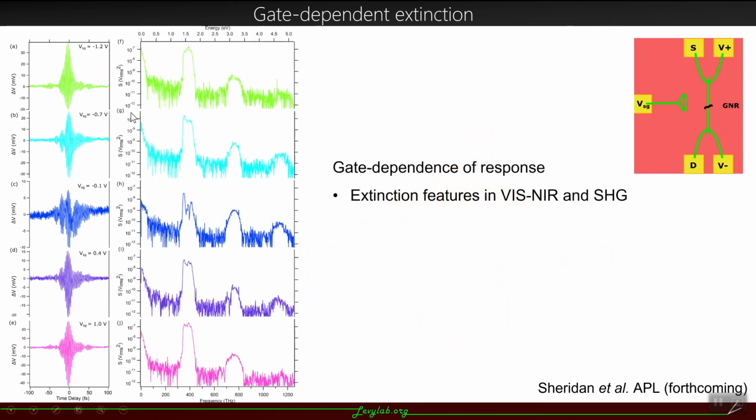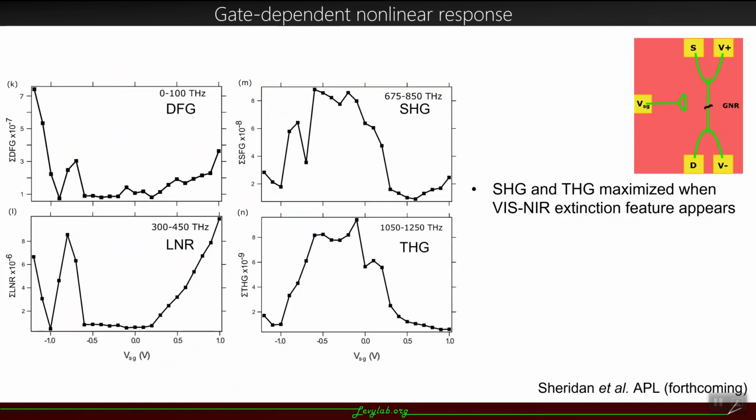When we look at the corresponding power spectra, we see some very interesting features. First, we see some gate-dependent extinction features in the visible to near infrared. We also see an extinction feature in the second harmonic response as well. Additionally, we see that there is a gate-tunable second harmonic response and also a third harmonic response from the nanoribbons.